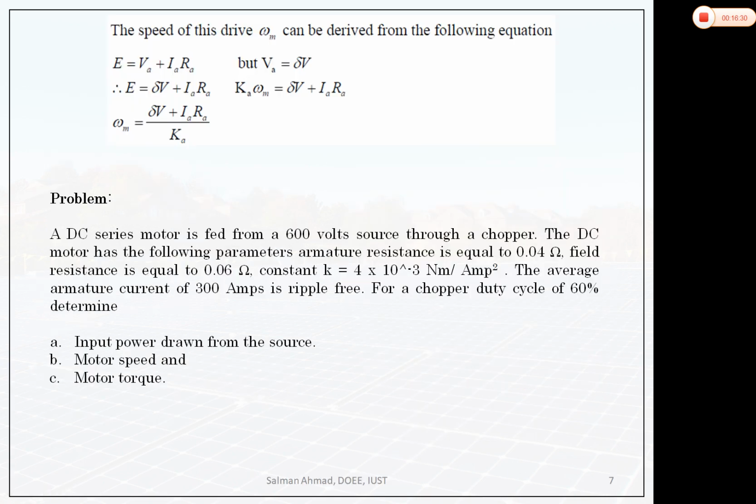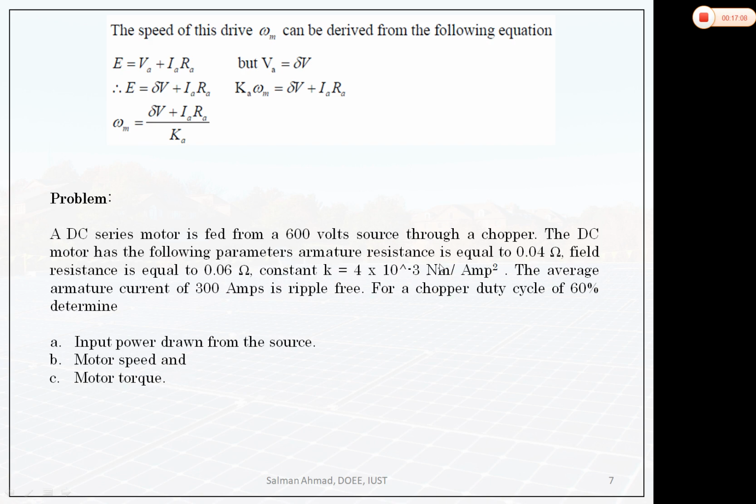Now again there is a problem. There is a DC series motor which is fed from a 600 volt source through a chopper. The DC motor has the following parameters. Armature resistance is 0.04 ohm, field resistance is 0.06 ohm, constant K is 4 into 10 power minus 3. The average armature current is 300 ampere, and it is ripple free. For a chopper duty cycle of 60%, we have to determine the input power drawn from the source, the motor speed, and the motor torque.